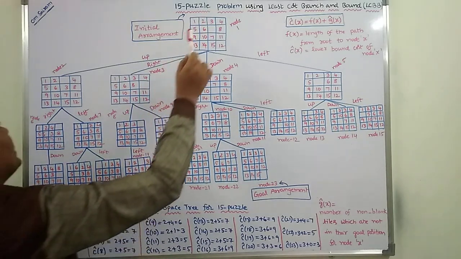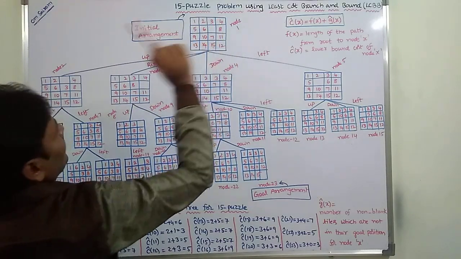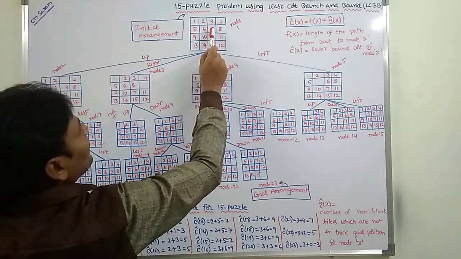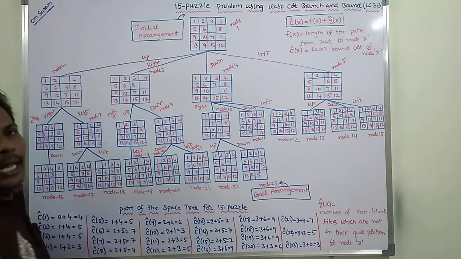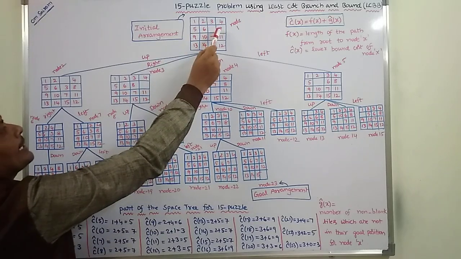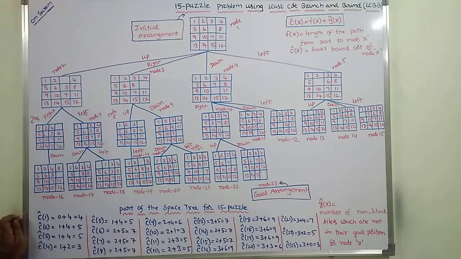Okay, next. This empty tile can be moved to the right. 8 can be moved to the left. Empty tile can be moved to the right. So this is the outcome we are getting.